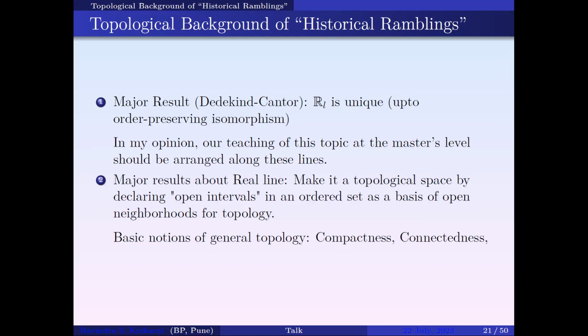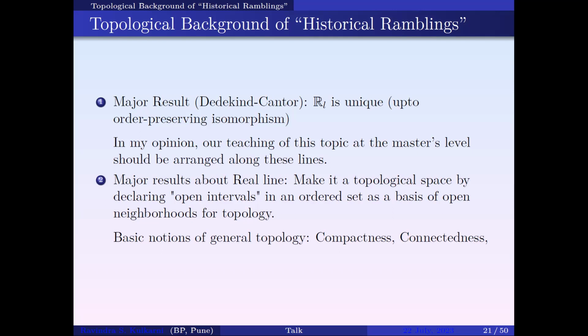Now, about the major results about the real line. The real line is the space that I am describing. We make it a topological space by declaring open intervals in the ordered sense as a basis of open neighborhoods of the topology. Basic notions of general topology are compactness and connectedness. The major theorems about the real line are that a closed interval is compact, and we actually have a classification of connected subsets of the real line. Namely, they are essentially finite by finite, infinite by finite, or one-sided infinite intervals.